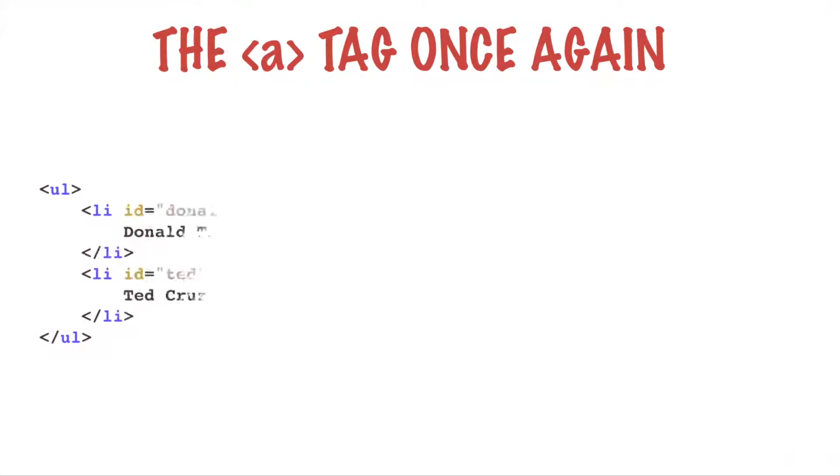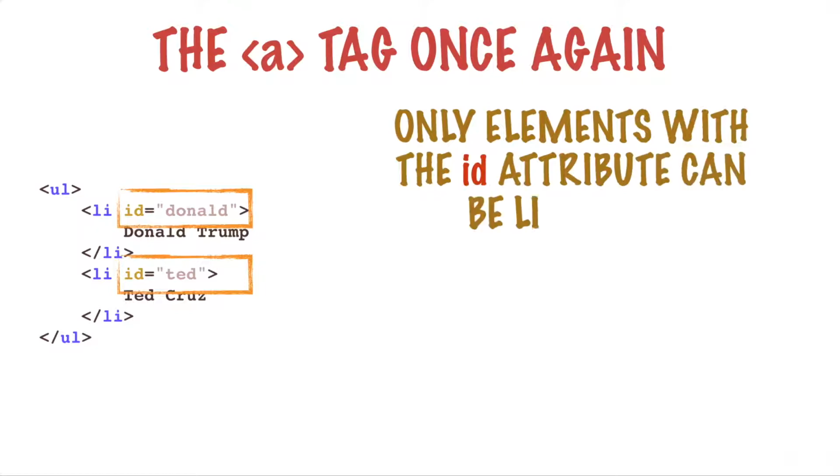Let's say we have a list. We've already come across the UL element standing for an unordered list. Here we have two list elements, one each for Donald Trump and Ted Cruz. We now go ahead and add an ID attribute to each of these LI HTML elements. The ID simply specifies the first name of the candidate.